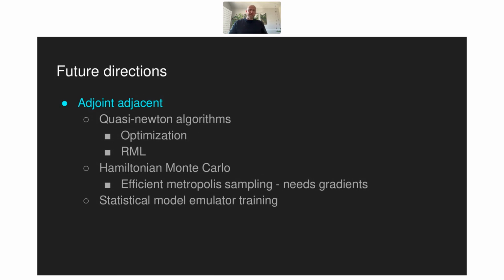There's another type of algorithm called Hamiltonian Monte Carlo that's more closely related to Markov chain Monte Carlo, but it works well in high dimensions, but it needs those gradients. So we're looking at implementing the adjoint to get us the likelihood function gradient or the objective function gradient within that sort of Metropolis sampling algorithm. And then further down the road, I do think having that gradient information has got to make statistical model emulator training more efficient than what it is now. So we're starting to dabble in that a little bit as well.